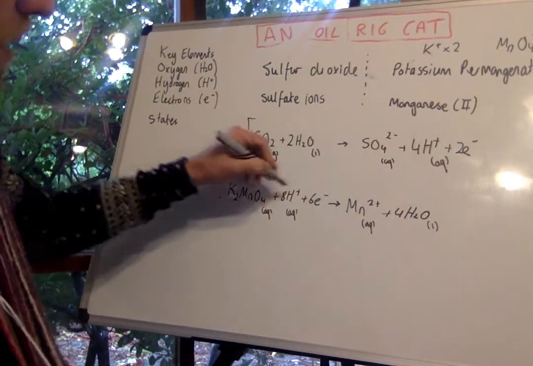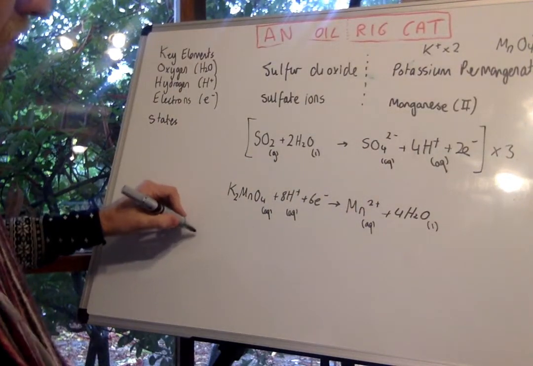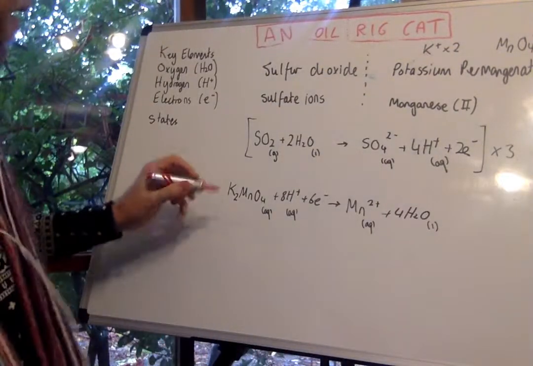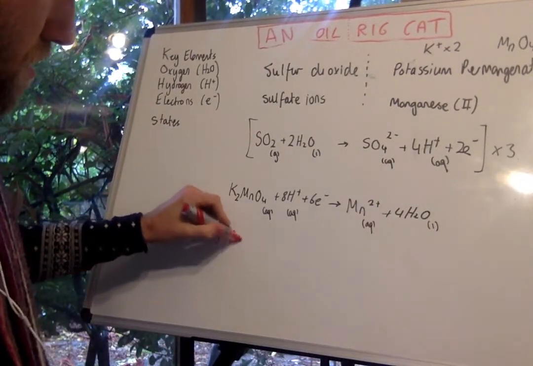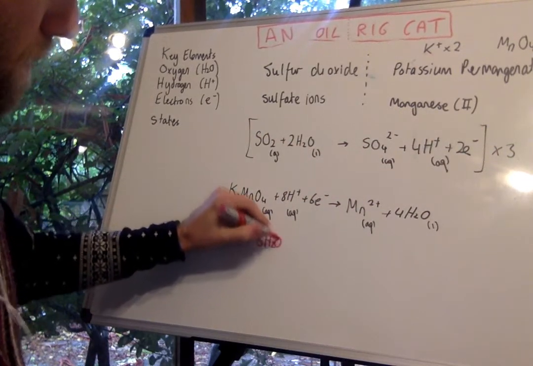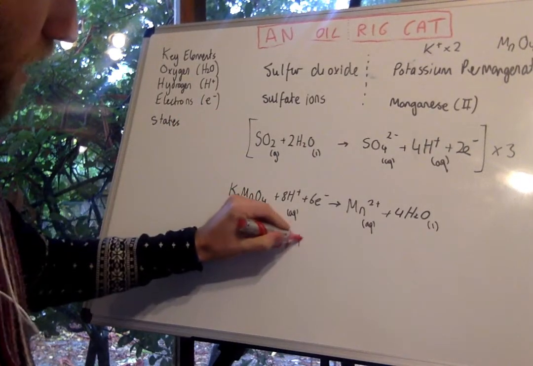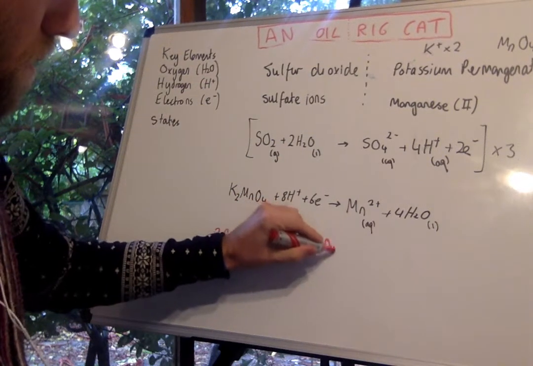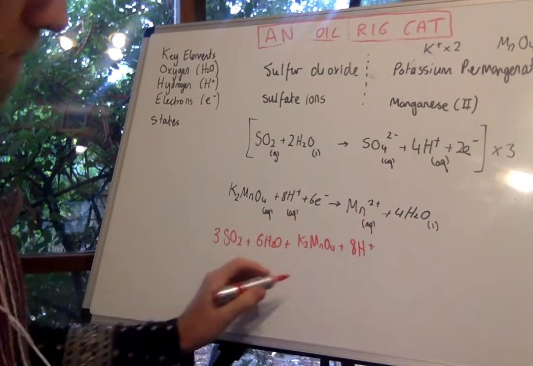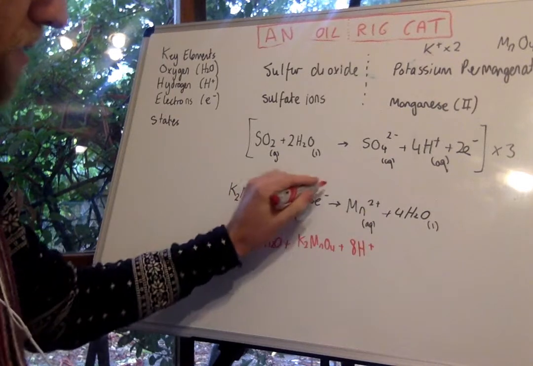So this one has 2, that one has 6, so I'm going to times this whole thing by 3 and then rewrite it. So I've got, again, maybe I'll write a different colour so it's nice and clear. I've got 3 SO2 plus, and then I've got 3 times 2, so 6 H2O. And then I go back down here because it's all on this side of the reactants, plus K2MnO4 plus 8H plus. Okay, so that's my reactants, and I don't include my 6 electrons because that crosses off.